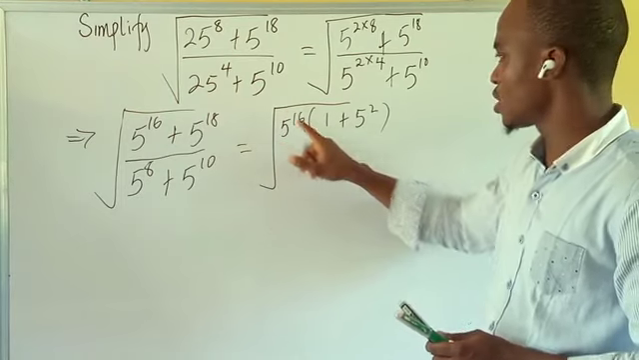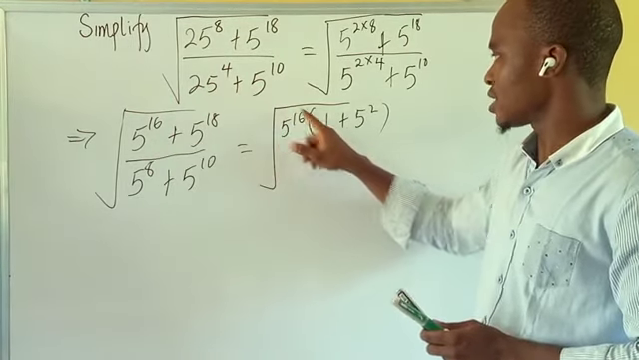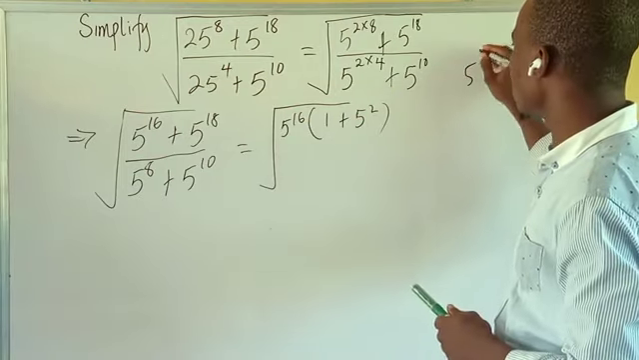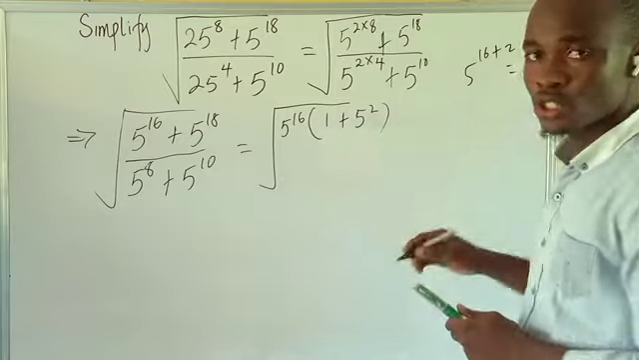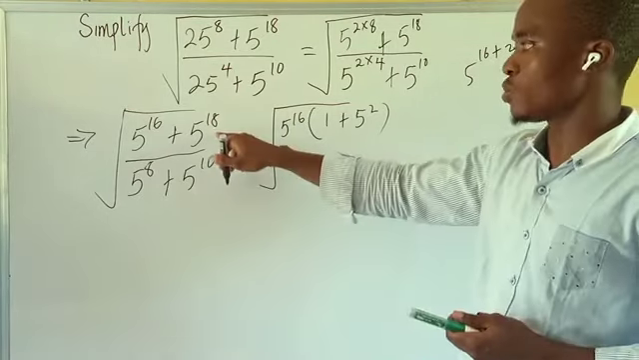5 to the power 16 times 1 gives 5 to the power 16, plus 5 to the power 16 times 5 to the power 2. From the law of indices, you can see that we have 16 plus 2, and this is going to be 5 to the power 18, and that is what we have there.